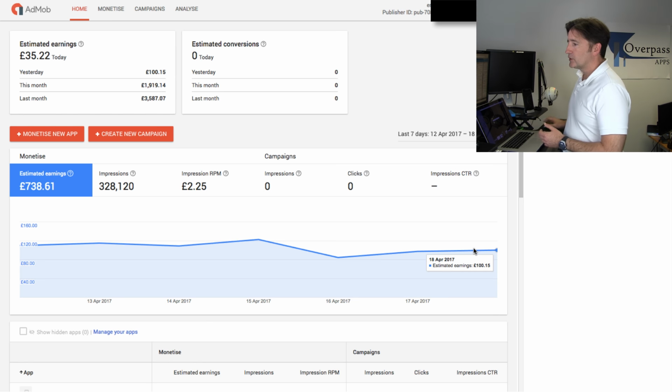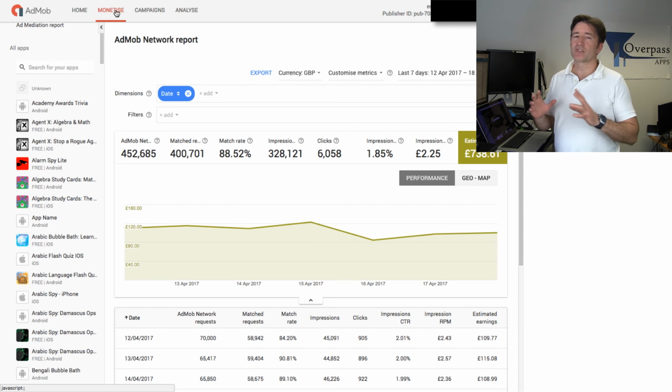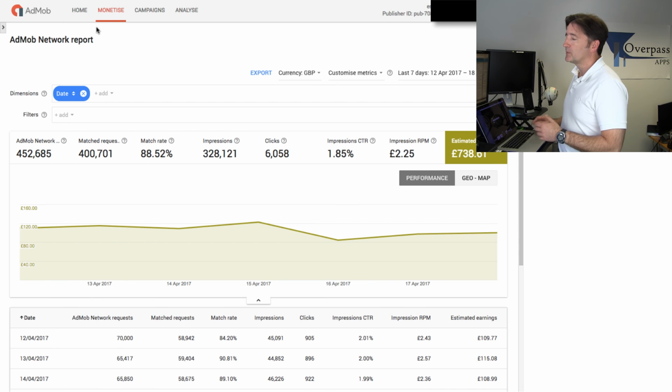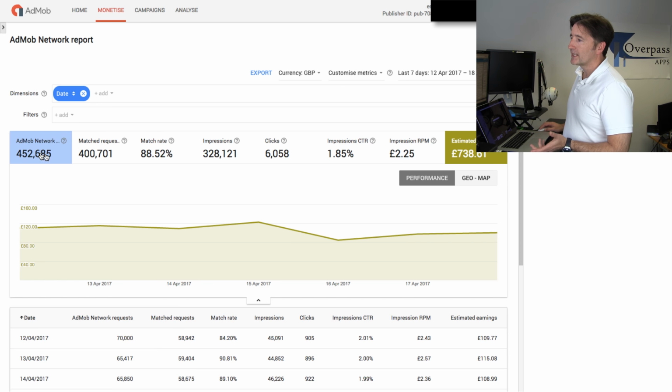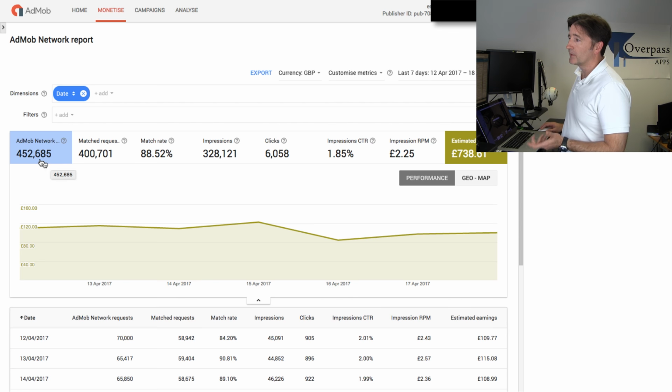So what I want to do here is go into the monetize tab, and just localize on one day. Here you can see, it's really good to look at this kind of information. You've got the number of AdMob requests that came through, the number that were actually responded to. So it's nearly 500,000 requests over the last 7 days. 400,000 were responded to, which was 88%.